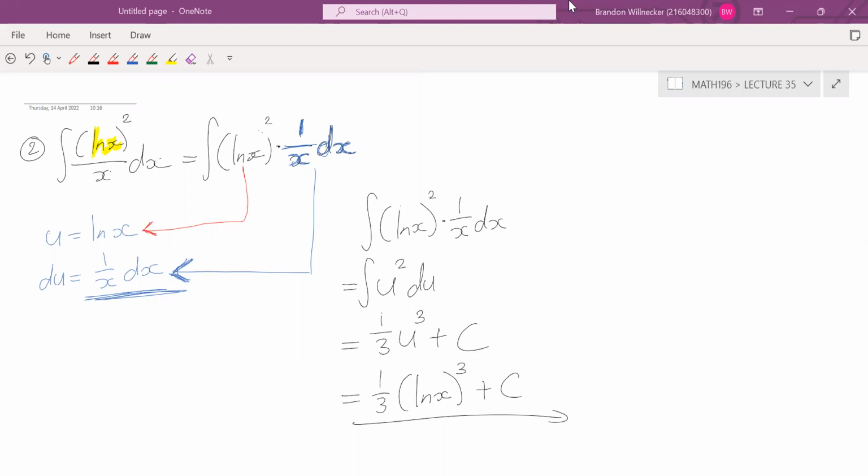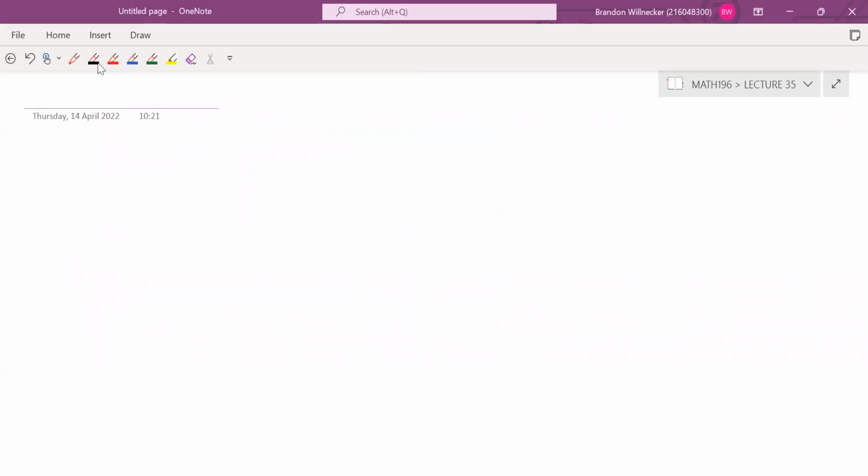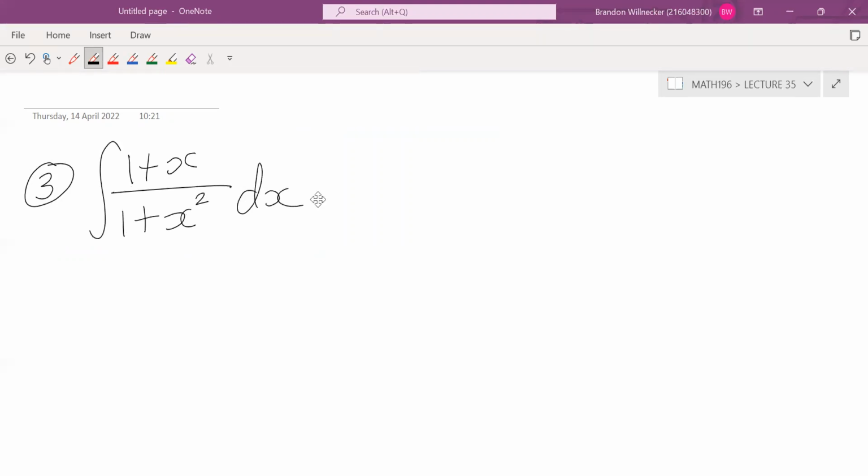Okay, let's have a look at the next one. Okay, so this is number 3 for the indefinite integrals part. We have the integral of 1 plus x over 1 plus x squared. Okay, so we want to try to figure this out. This is a bit more complicated than before, but not too much. So we have 1 plus x at the top, and we have 1 plus x squared at the bottom.